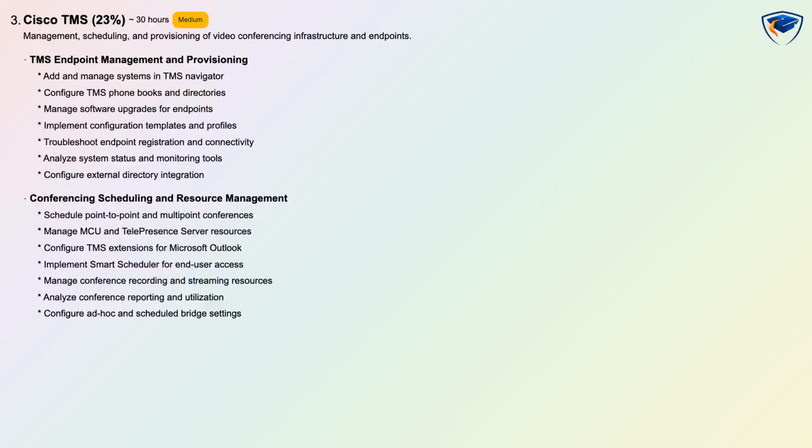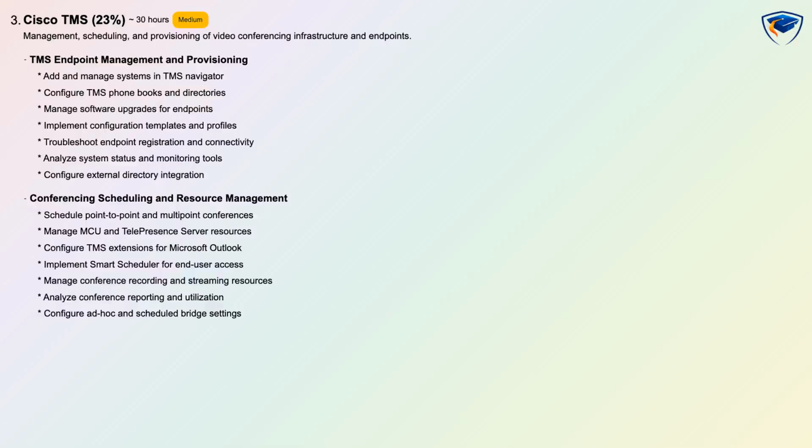Cisco TMS is 23% of the exam and focuses on management, scheduling, and provisioning of video conferencing infrastructure and endpoints. This medium difficulty domain has an estimated 30 hours of learning time and uses scenario-based assessment to test practical skills. You will add and manage systems in TMS Navigator, configure TMS phone books and directories, manage software upgrades and endpoint provisioning, create configuration templates and profiles, and troubleshoot endpoint registration and connectivity while monitoring system status.